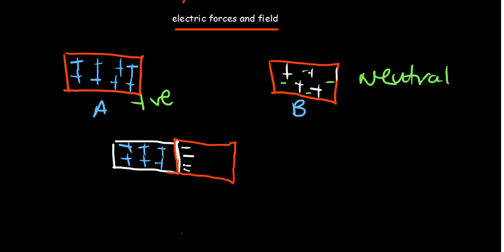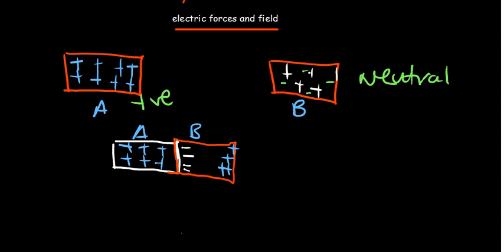Then the positive ones, we say this is A, this is B. Instead of them coming to A, they'll start running away, since like charges repel. So this is what will happen. Since we have a lot more protons in A than in B, the protons will start moving now. The positive charges will start moving from point A to point B.